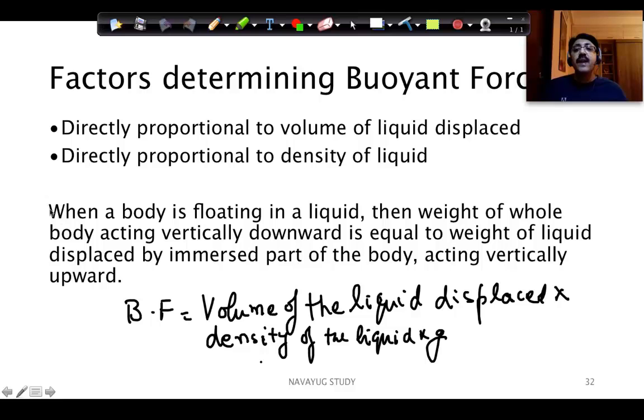Okay, fine. So when a body is floating in a liquid, the weight of the whole body acting vertically downwards will be equal to the weight of the liquid displaced by the immersed part of the body acting vertically upwards, right? So you have an equilibrium. That's why the body is not going down. You have the weight of the body going down, and the buoyant force, which is equal to the weight of the liquid displaced, acting up, right?